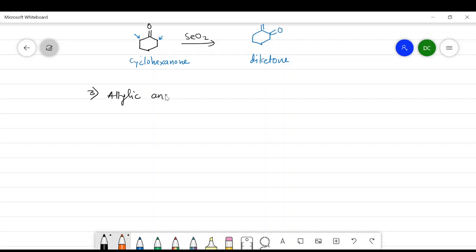Third application, that is allylic and benzylic hydroxylation. This application is very much important because it involves the oxidation at the more substituted site, and it is involving the E-selectivity of SeO2, that is selenium dioxide.